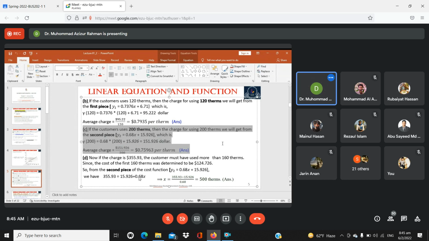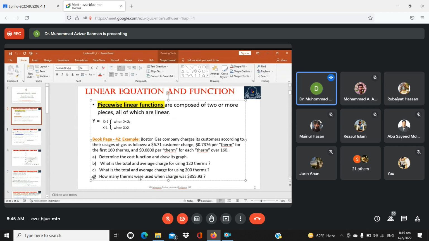Now, for the last part, it asks us how many therms are used when the total charge is $355. So if the total charge is $355, in that case, what was your number of therms? How can we find it? Which equation should we use in this case? Second. How do you know?